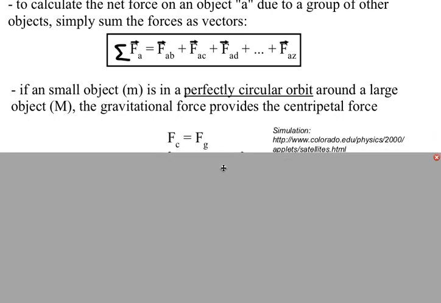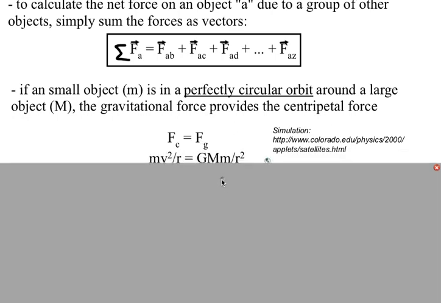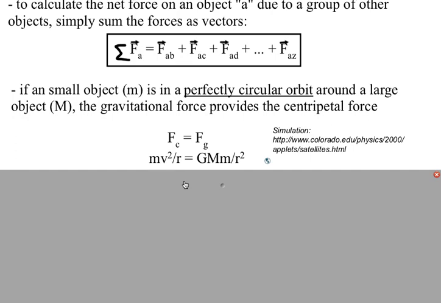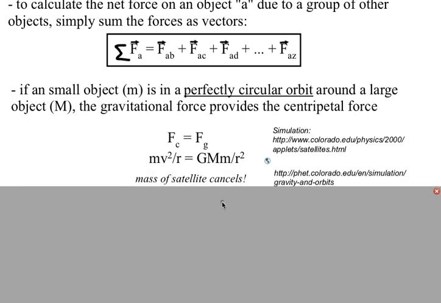For a satellite, the centripetal force is the gravitational force. And so as that object, little m, travels around in a circle, it experiences a force that causes it to accelerate at v squared over r. And the gravitational force is the centripetal force. So the mass of the satellite cancels out. Just like when we're dealing with free fall on Earth, the mass of the object doing the free falling doesn't matter. Just the mass of the Earth matters.